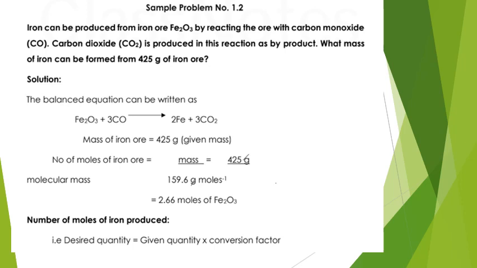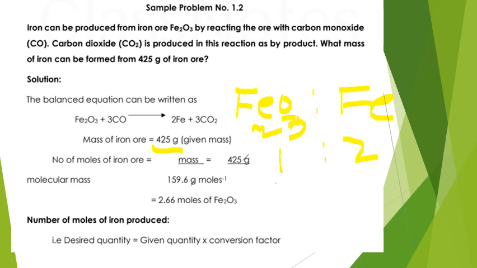The molar relationship between the iron oxide and iron, Fe2O3 related to Fe, is 1:2. Is it clear from the equation? Now, the given amount of iron ore is 425 grams. So first of all, we have to find the moles of the iron ore from this quantity which is given, right?